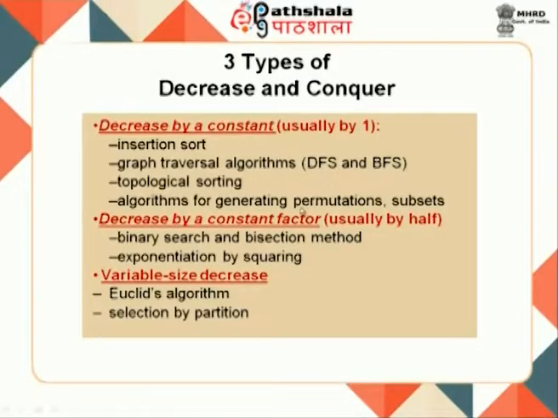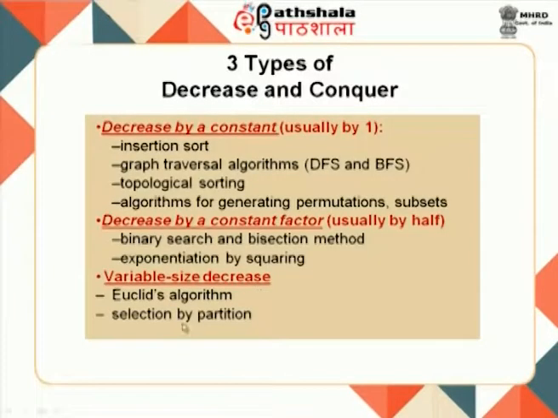Usually it can be 1, it can be more than 1 also. Decrease by a constant factor, for example decrease by half. So, in binary search, you decrease the problem by half, solve the first half, solve the second half, join it. For solving the first half, you divide it into 1 by 4, 1 by 4 and so on. So, these are typical problems that are solved this way.